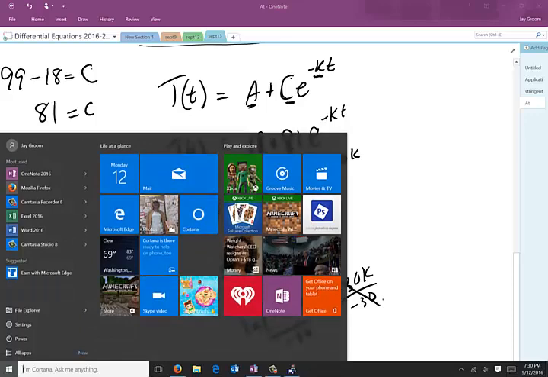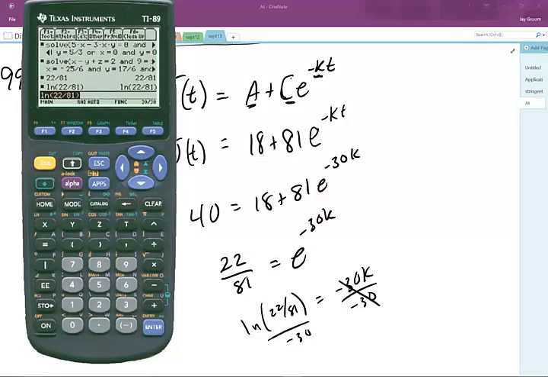Notice that my k better be positive because I already have a negative sign in front of it. A lot of times I don't even bother to teach it with a negative there because it'll all come out in the wash when it's all done. Diamond, enter. It's 0.04. So this becomes my equation then.